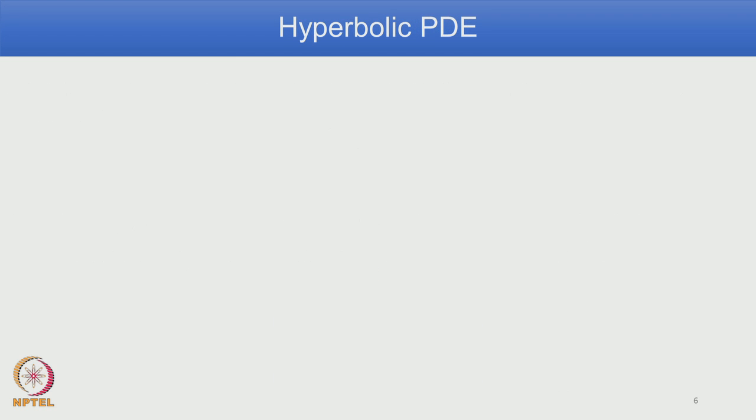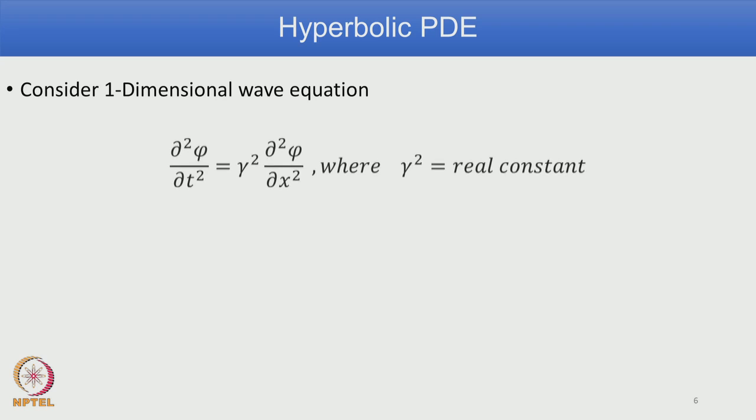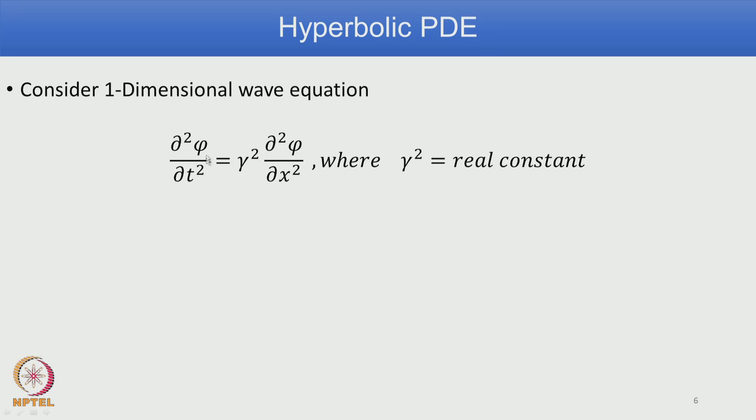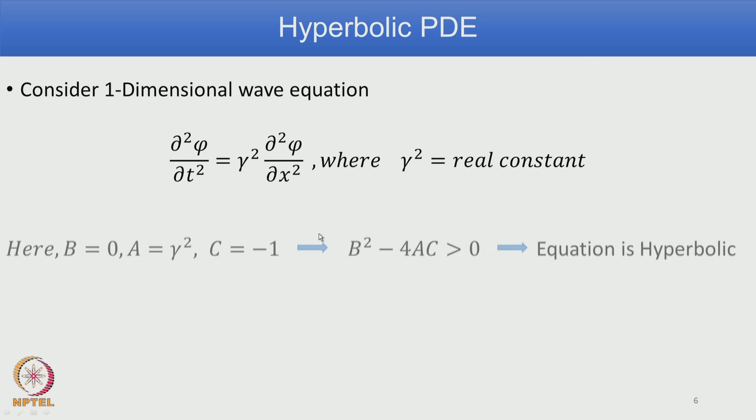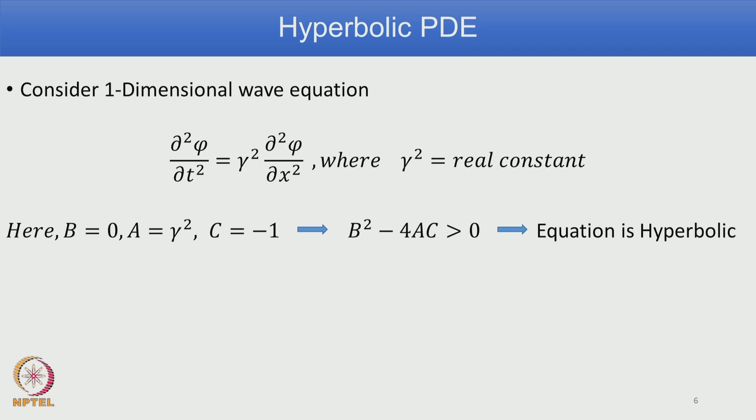The third category is specifically called hyperbolic PDE. We consider the one dimensional wave equation, which is second order: dou squared phi by dou t squared equals gamma squared dou squared phi by dou x squared, where gamma squared is some real constant. By fitting this with the generic equation, we find the discriminant value b squared minus 4ac, and we observe that it is greater than 0, and we classify such an equation as hyperbolic.